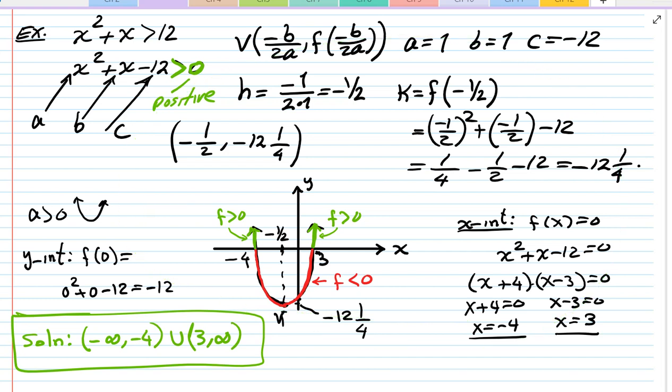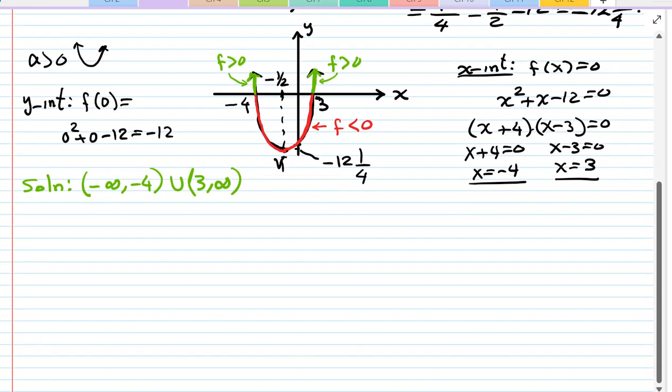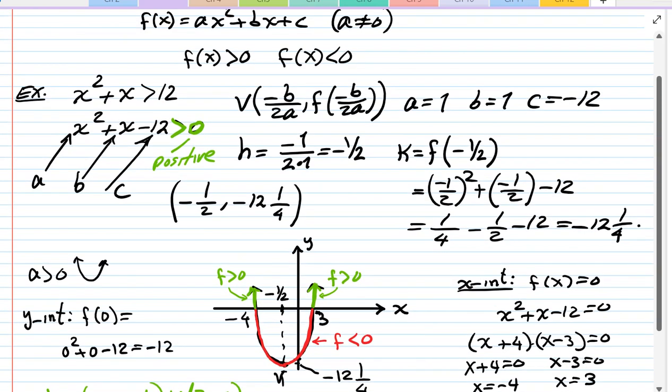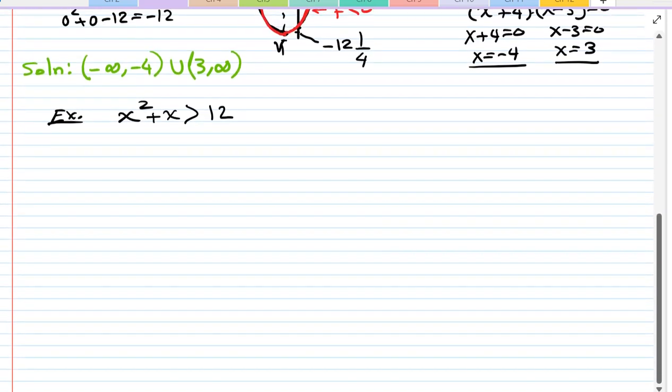Okay, now again, this is a way of doing it, but let me show you a much easier and faster way of doing this. We have the solution, and let me start with the original example that we did. The original example was x squared plus x greater than 12, right? And it's up here, this one. So let's solve this now using an alternate method.